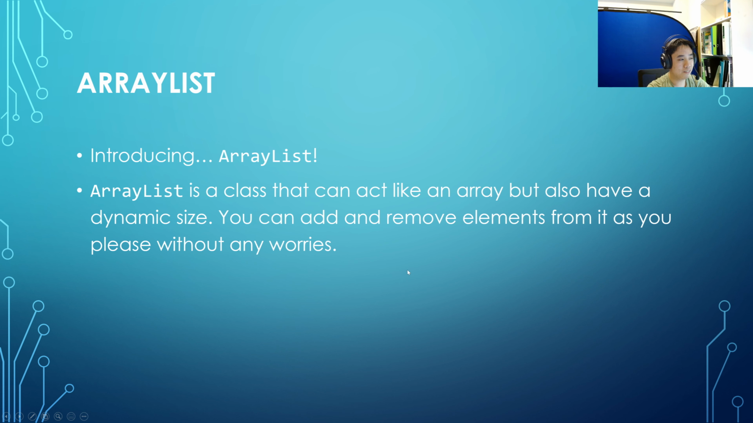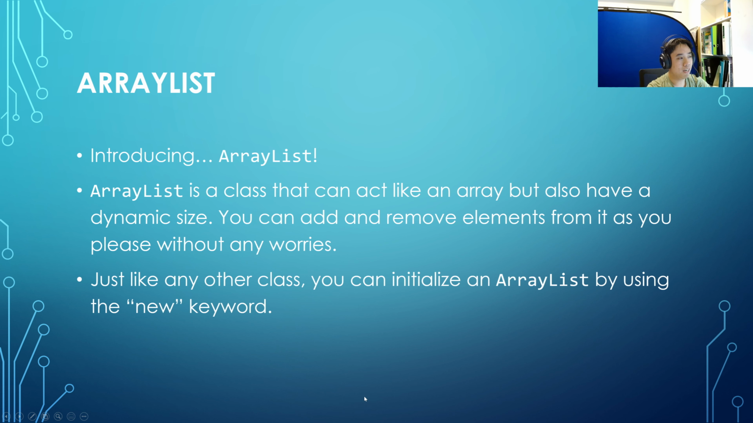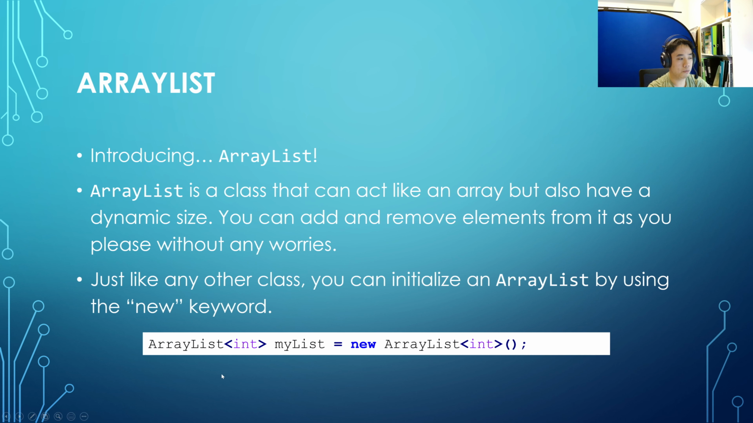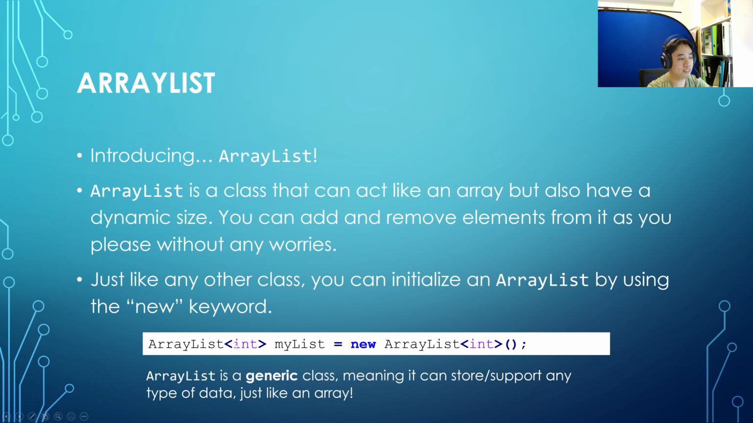Array list is also a class that we use a lot, and since it's a class, you can initialize it using the new keyword. Here I have an example. I first specify the type of variable I want, for example, in this case, array list. But there's something weird about the way I wrote the data type. You can see that we have the angle brackets with an int inside, right? What I'm saying here is I want to create an array list of integers.